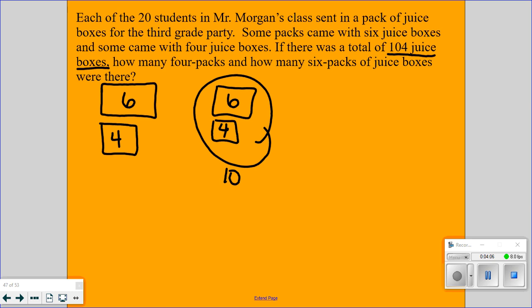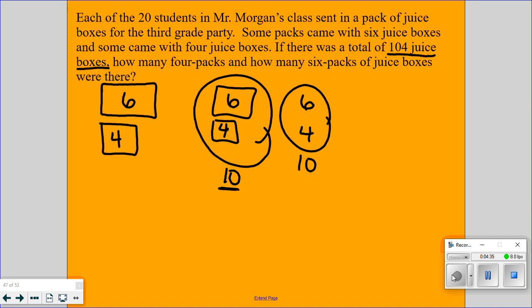Yeah, it's harder to count by 6s. It's harder to count by 4s. So Zach said, hey, if I put a 6-pack and a 4-pack together, I'm now counting by 10s. Is it easier to count by 10s? Yeah. Well, what if we did another 6 and another 4? That gives me another 10. How many juice boxes do I have so far? 20.